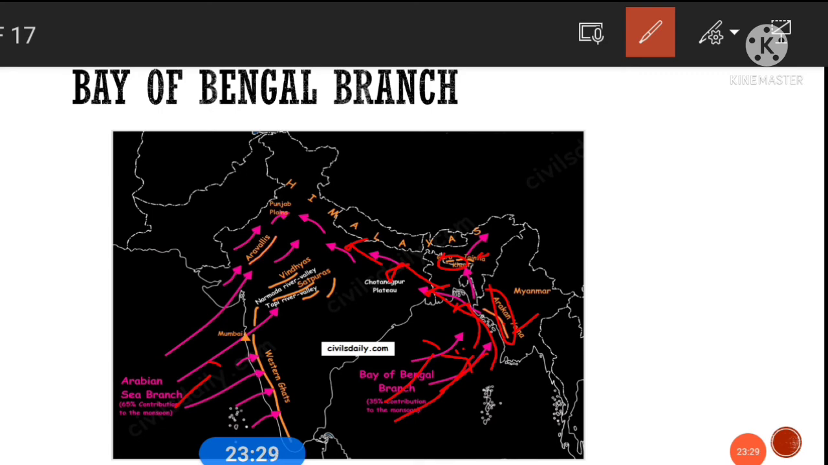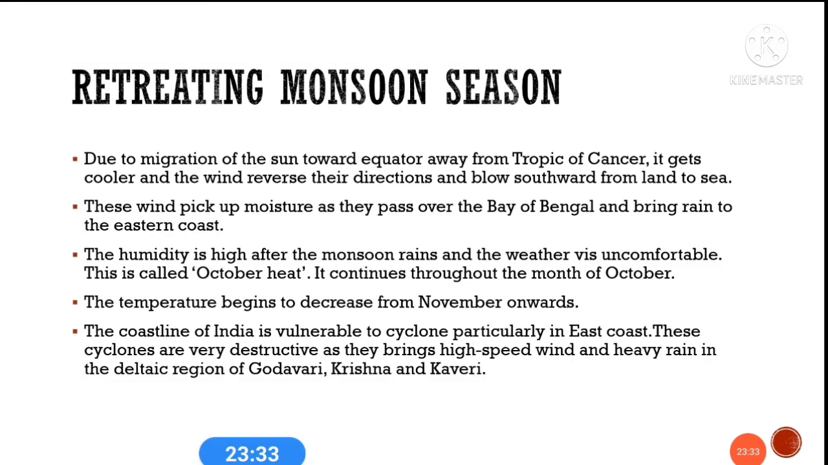Okay, so these are all the important points that I've discussed from the Bay of Bengal branch. Now let us move on to the next one, the retreating monsoon. This is one more important point to remember. Now what is the retreating monsoon?